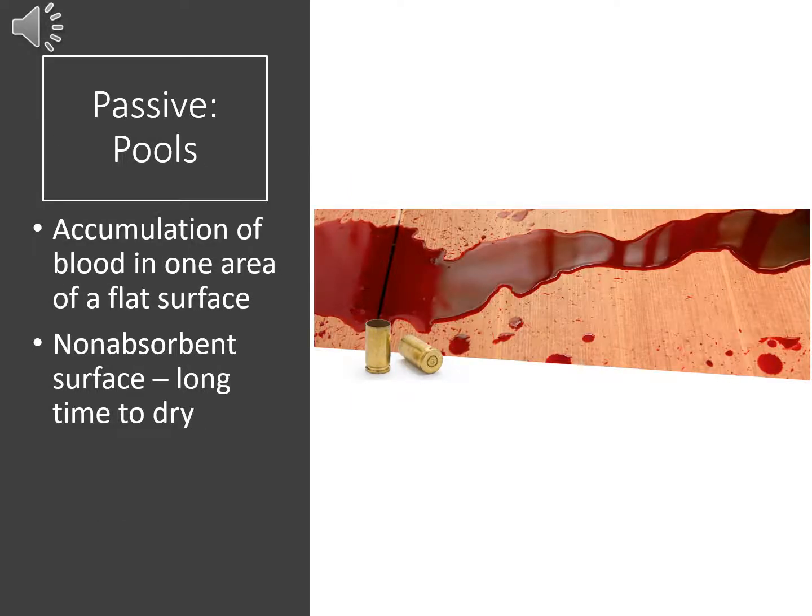Now on to passive pools of blood. Again, a pool would be accumulation of blood in one area on a flat surface. Again, a significant amount of blood, as we see here in our image. And if it's a non-absorbent surface like we see, it's going to take a long time for that blood stain to dry, and so it's going to stay as a pool of blood for quite a while because the blood itself is staying together, and it takes a while for the blood pool to evaporate its water content and become a dried blood stain.